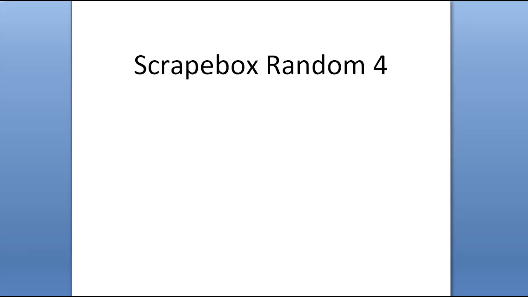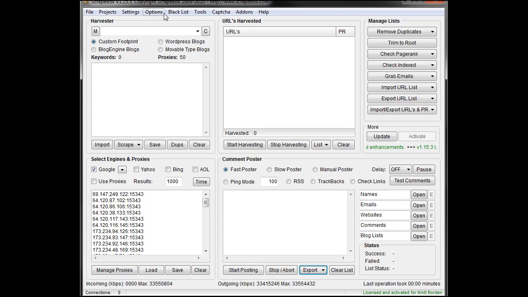So Scrapebox Random video number 4, just picking up where we left off from random video number 3. Up here, you have the blacklist. Whenever you start Scrapebox, it'll automatically check the cloud blacklist.